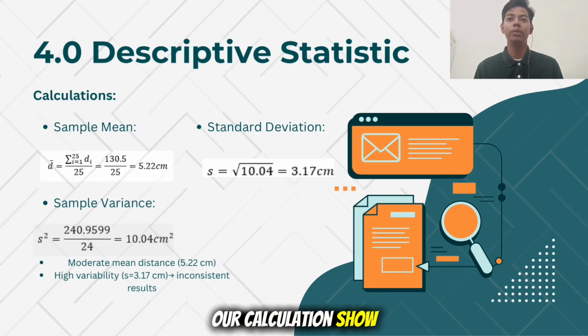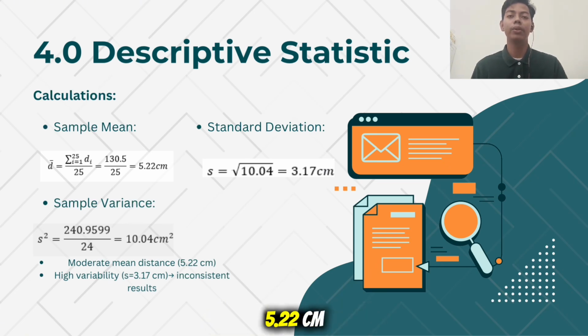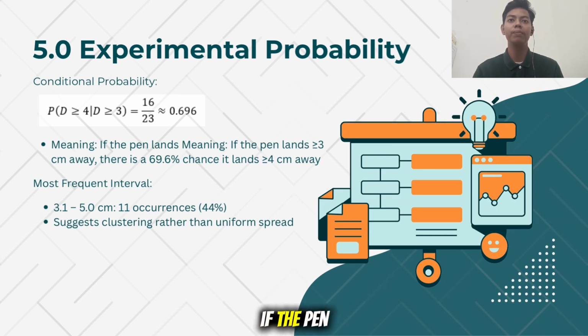Our calculation showed the average distance is 5.22 cm, with a standard deviation of 3.17 cm. This means that while the average miss was about 5 cm, the results were quite inconsistent, sometimes very close, sometimes very far. We found that if the pen missed by at least 3 cm, there was a 69.9% chance it actually missed by at least 4 cm. The 3.5 to 5 cm range was most common, occurring 11 times out of the 25.